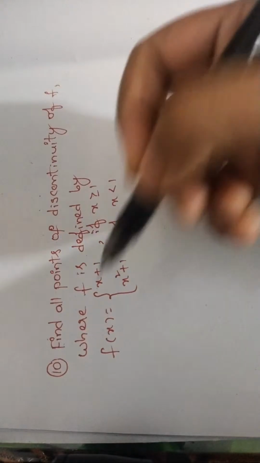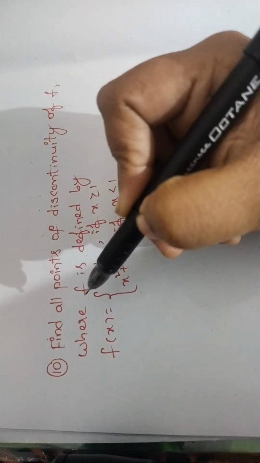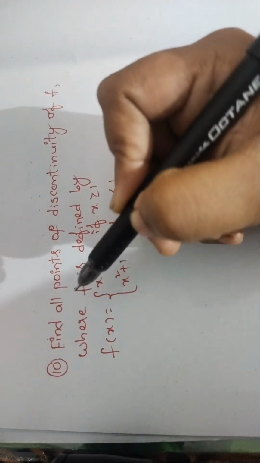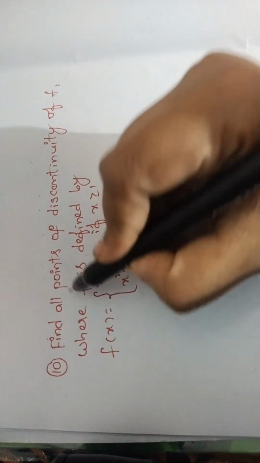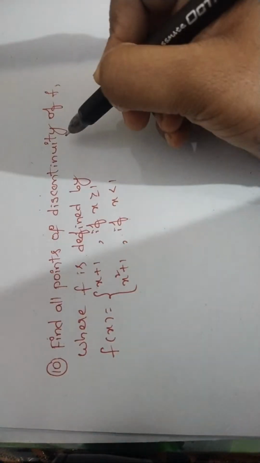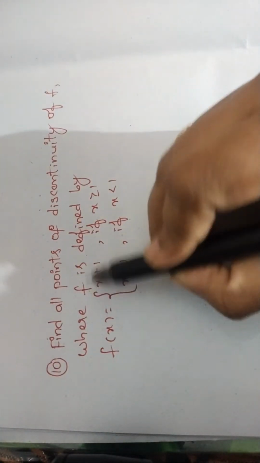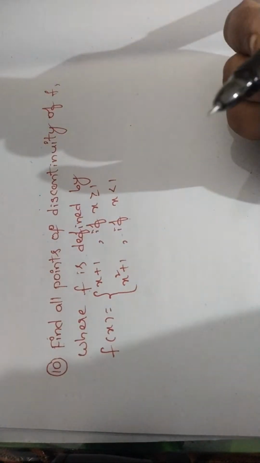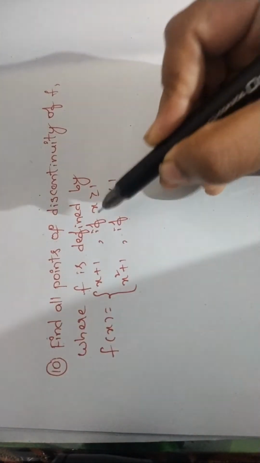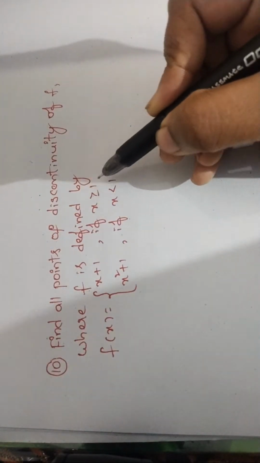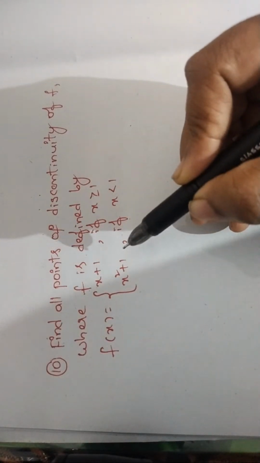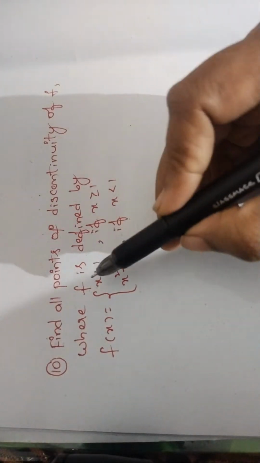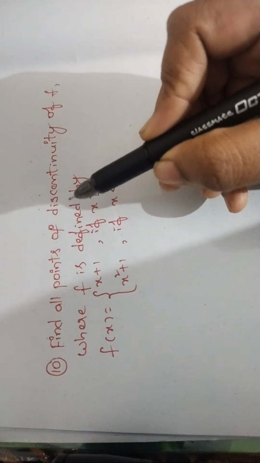Today's question is exercise 5.1 continuity, question number 10 from NCERT. Find all points of discontinuity of f, where f is defined by f of x equals x plus 1 if x is greater than or equal to 1, and x square plus 1 if x is less than 1. Now we are going to find the points of discontinuity of f.